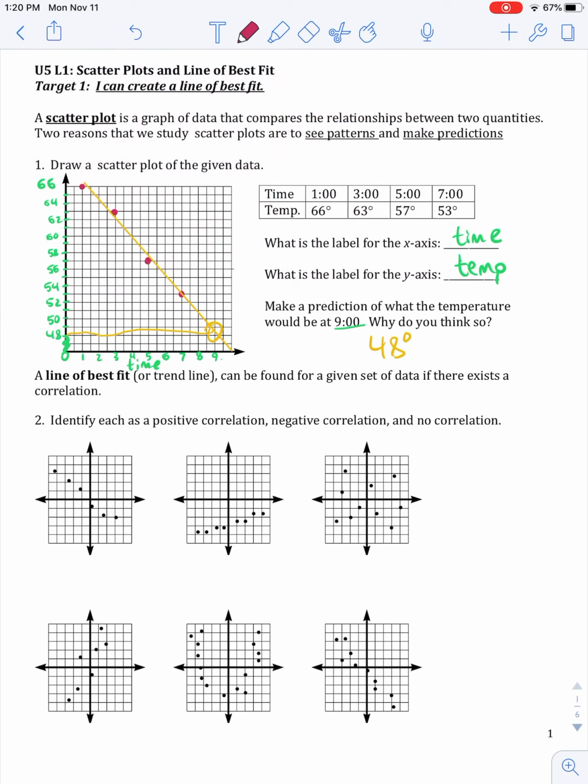So for this, we're going to learn about 3 vocab words. One is positive correlation, one is negative correlation, and one is no correlation. Think slope here. Positive correlation will be a positive line. Negative correlation will be a negative line. No correlation is going to be crazy. It's going to be all over the place, and you're not going to be able to see any kind of pattern.